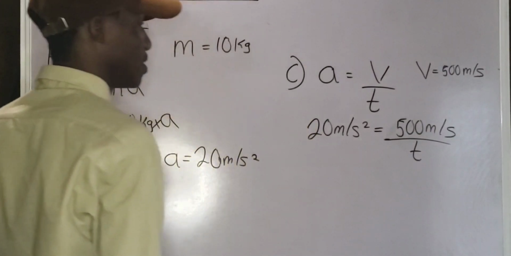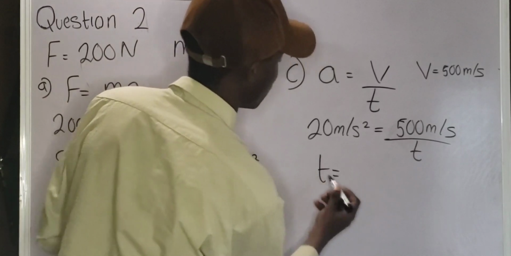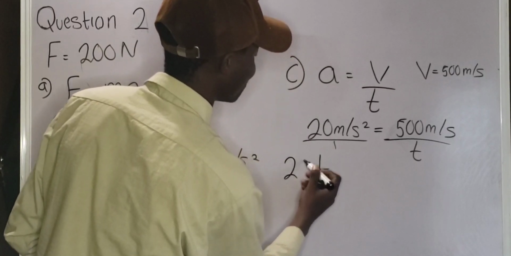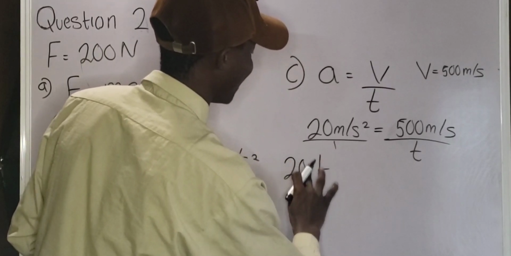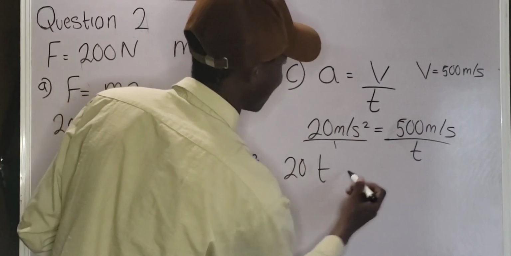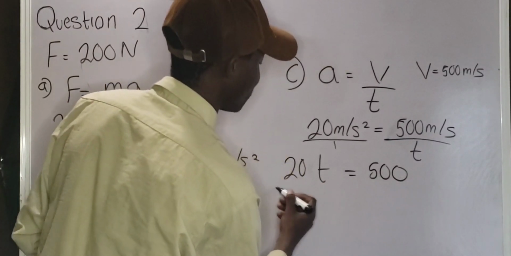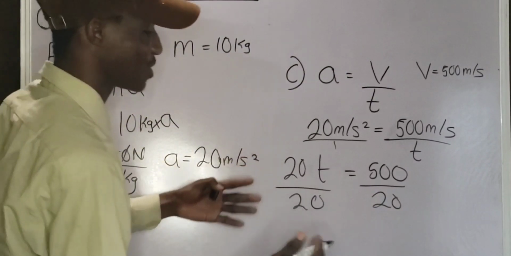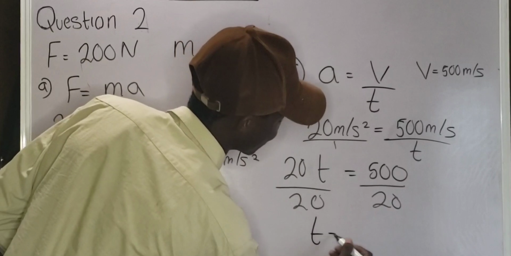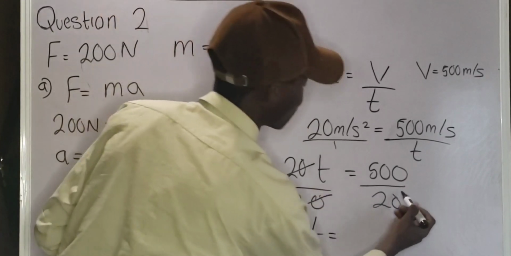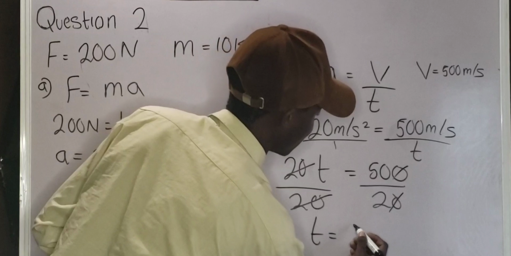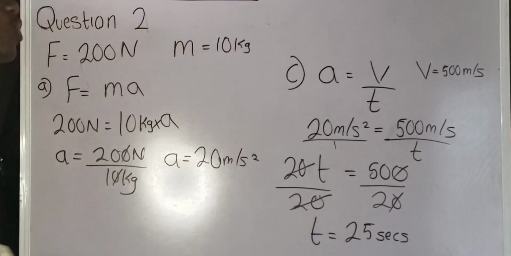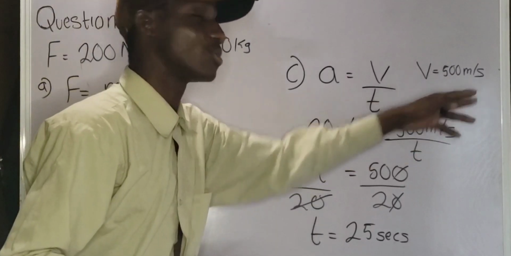Okay, now let's proceed. For this, you are going to cross multiply from this point. So I'm going to have 20 multiplied by time is equal to 500. Okay, so I'm going to divide both sides by 20. I just want to show this step so that you understand this. So time is equal to, this will cancel this, and I'm left with 50 divided by 2. That is 25. So 25 seconds is the time it will take the box to reach a speed of 500 meters per second.